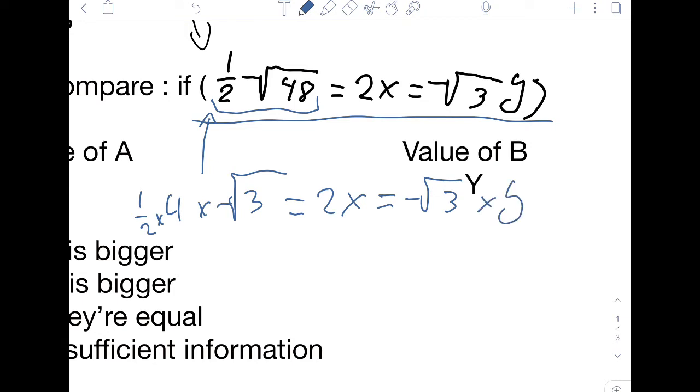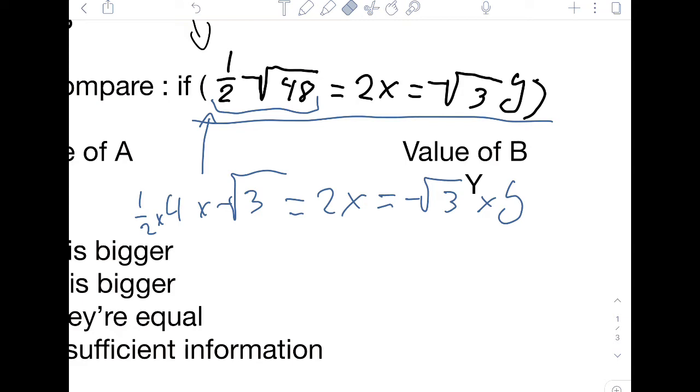And what we're trying to do in order to compare y and x, in order to find which one is bigger and which one is smaller, I guess, is find what x is and what y is, obviously, right? So then let's just solve for x and solve for y.